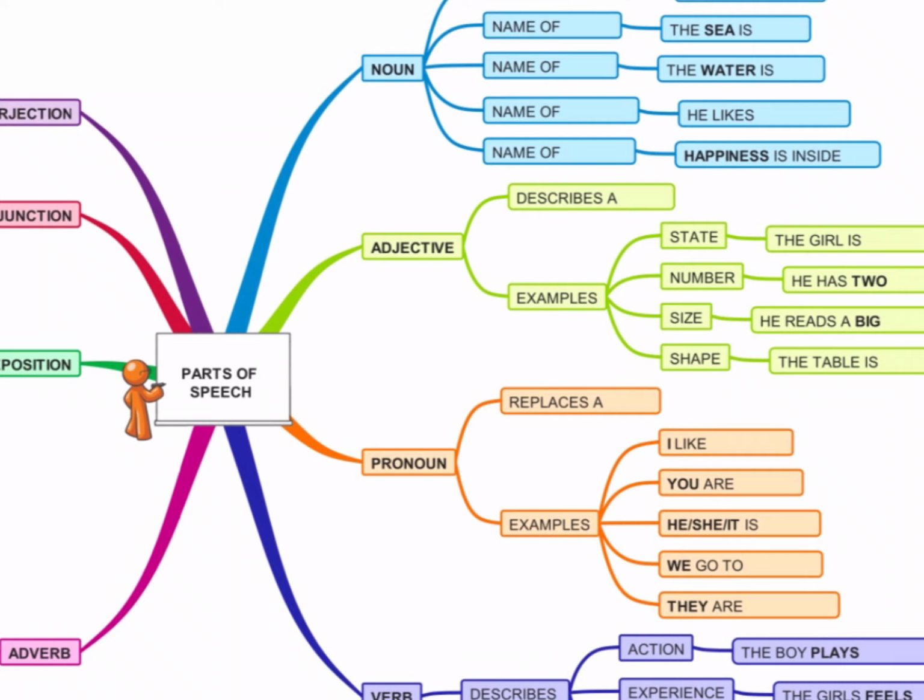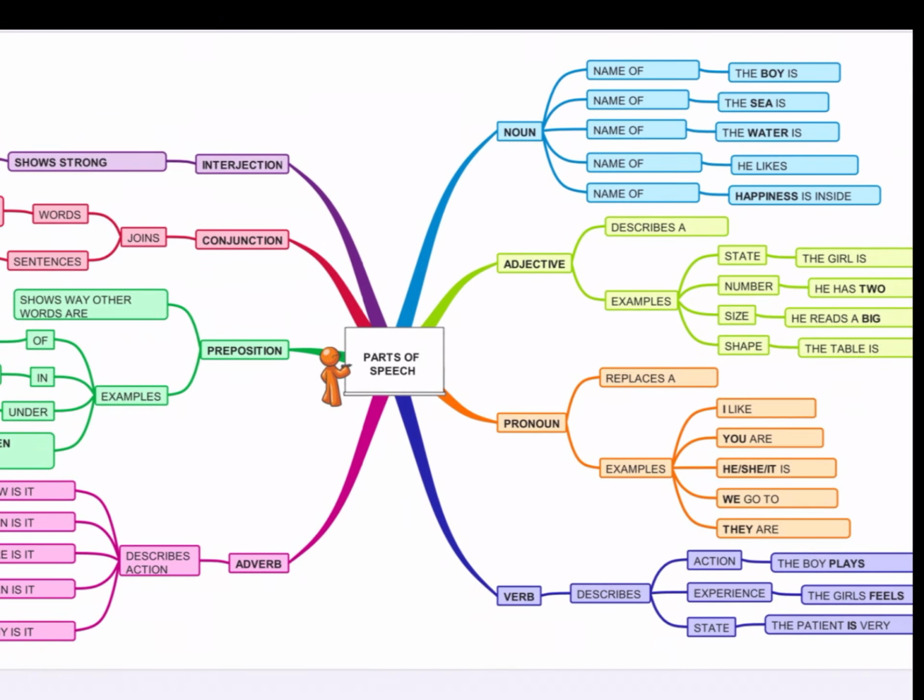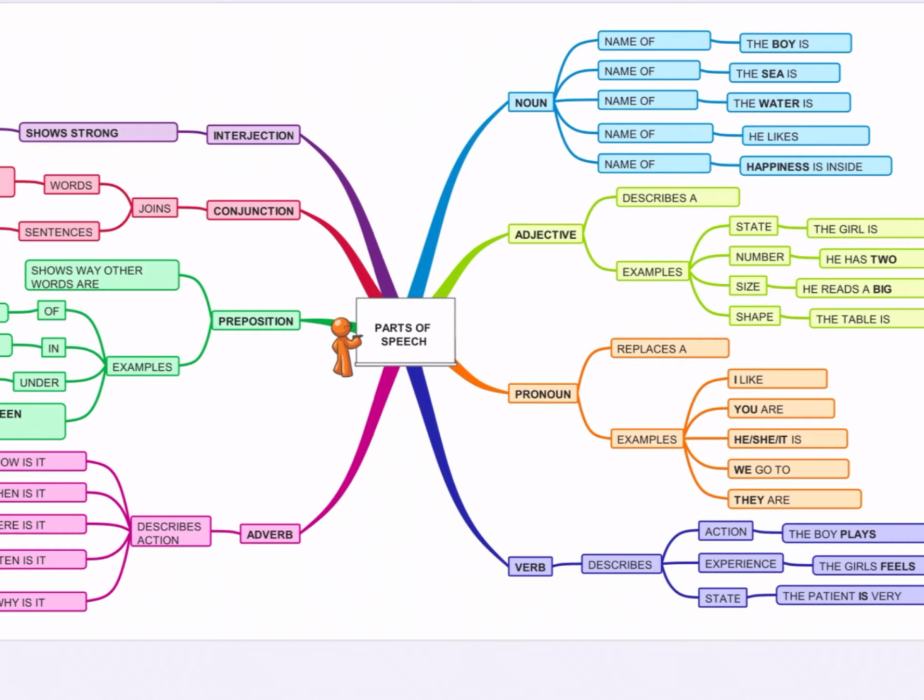He has 2 apples. It's describing a number. It's describing how many apples he has. He reads a big novel. It's describing what kind of story he's reading. For shape, the table is round. We are describing the shape of the table.